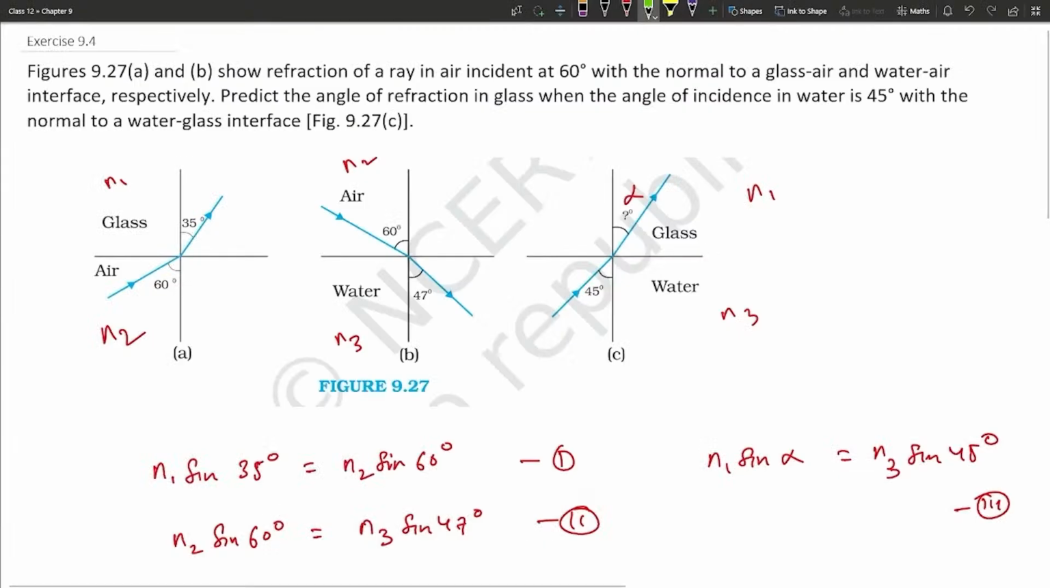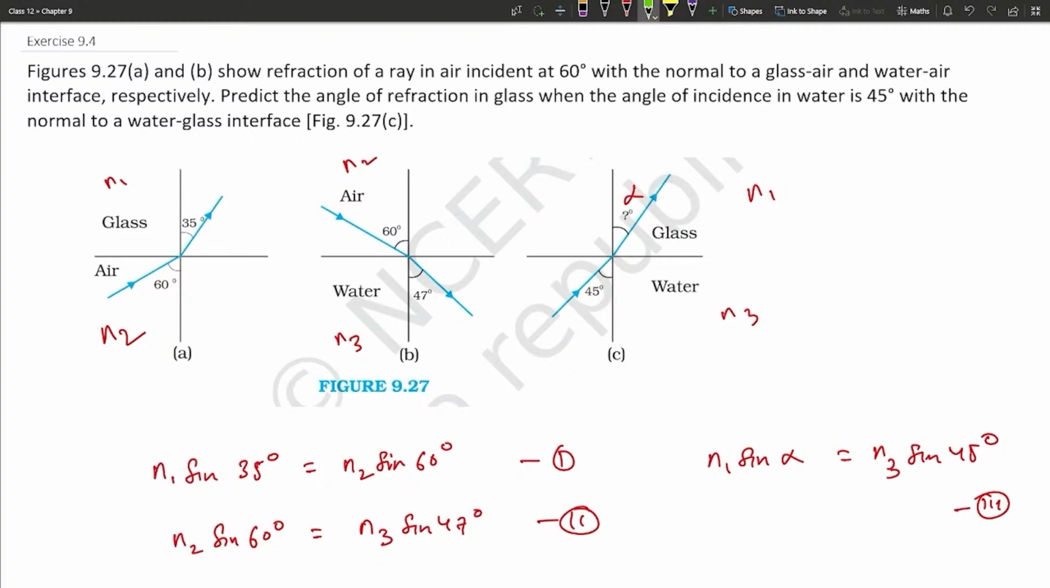The question says that figure 9.27 A and B show refraction of a ray in air incident at 60 degree with a normal to the glass-air and the water-air interface respectively. Predict the angle of refraction in glass when the angle of incidence in water is 45 degree with the normal to the water-glass interface. Now we have been given two cases of air-glass interface and water-air interface, and we have to find out what is the angle of refraction in the glass-water interface when the ray is incident in the water and going to the glass media.